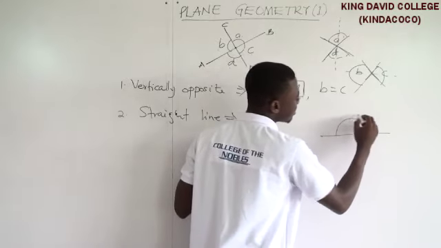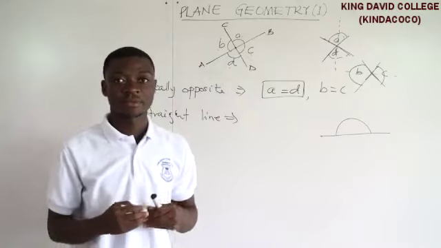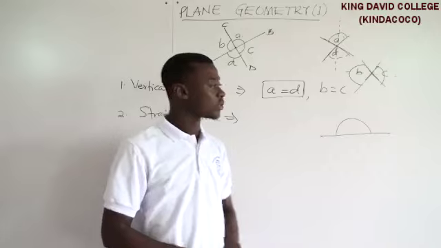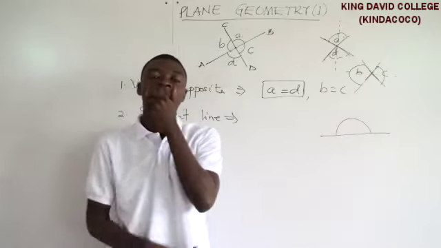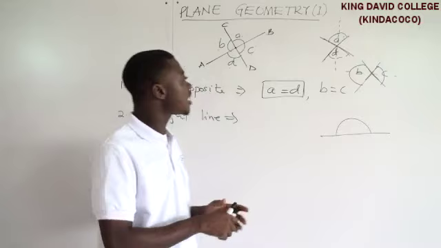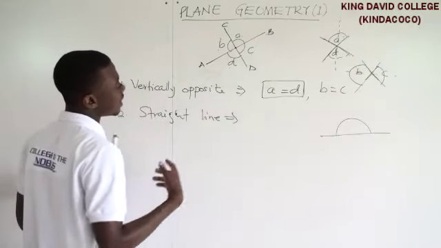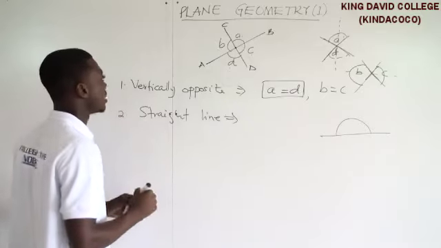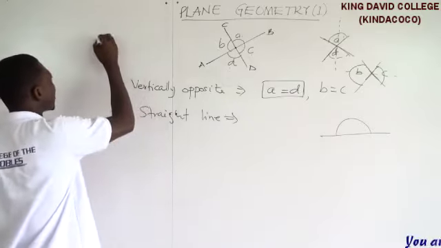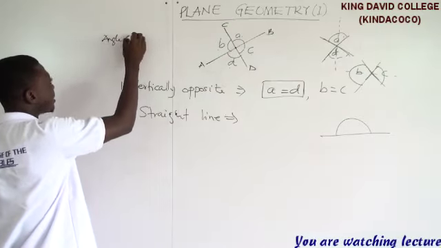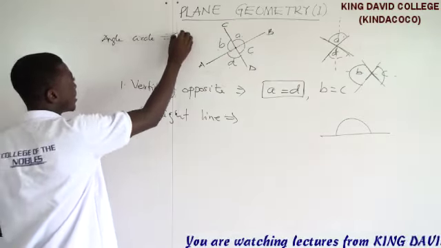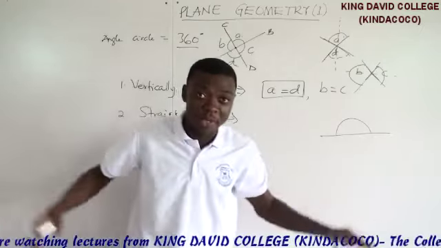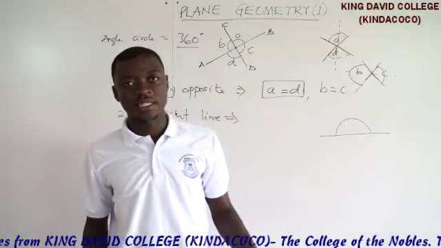Clearly you can see that this is what we call a semicircle, because the whole thing is half of a circle. If we establish that the total angle within a circle is always 360 degrees, a complete circle, is 360 degrees.